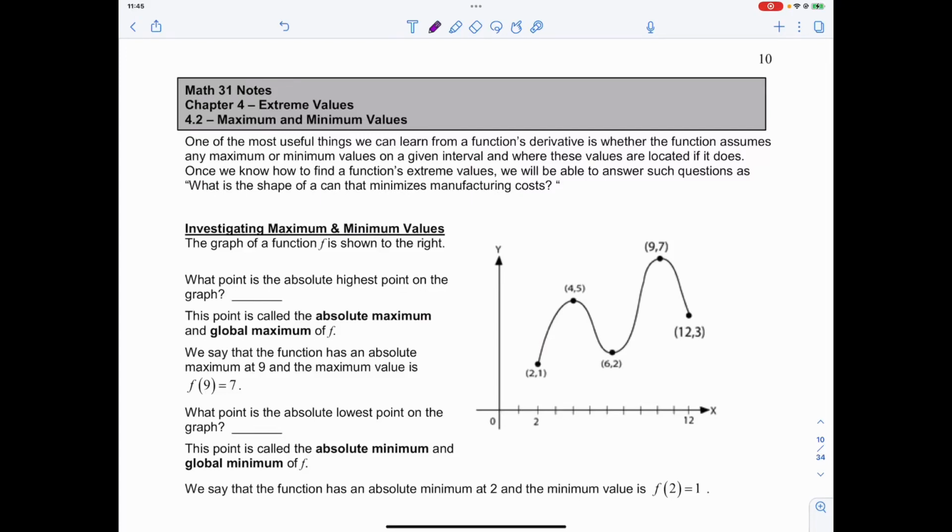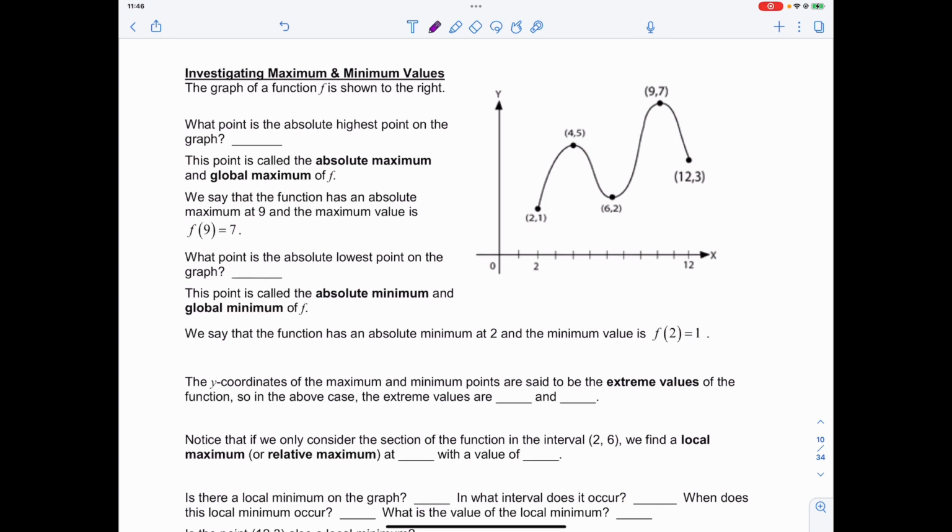Okay, for this lesson, we're going to take a look at maximum and minimum values. One of the most useful things we can learn from a function's derivative is whether the function assumes any maximum or minimum values on a given interval and where these values are located if it does occur. Once we know how to find a function's extreme values, we'll be able to answer such questions as, what is the shape of a can that can minimize manufacturing costs?